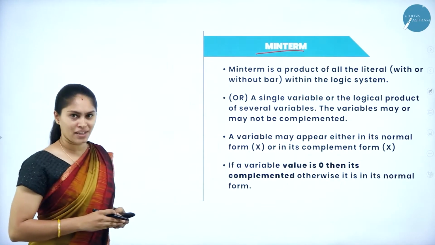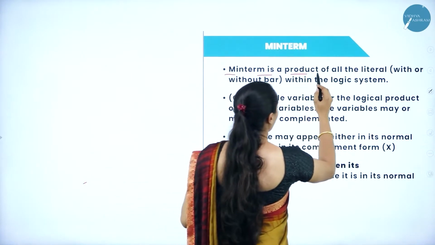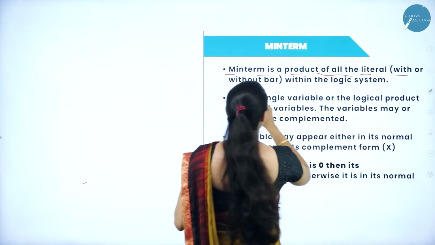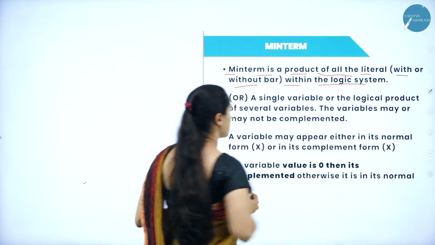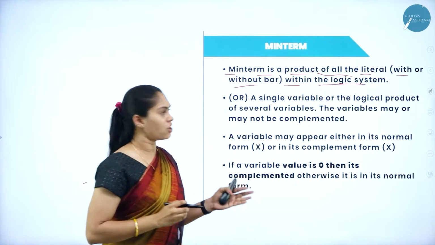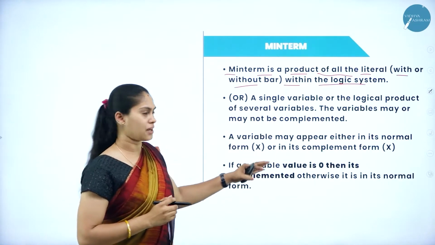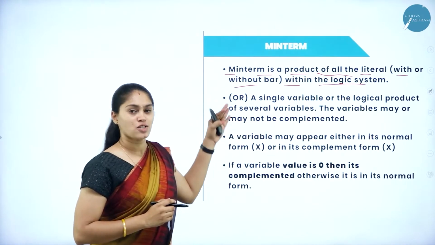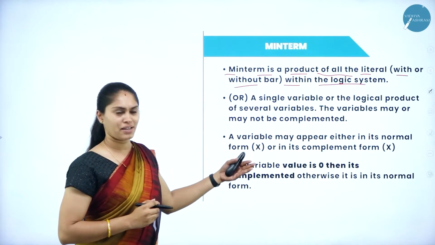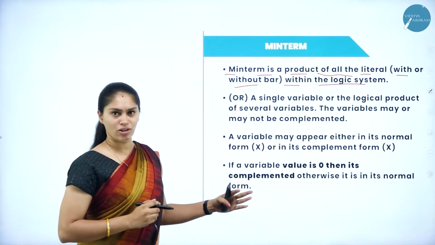So what do you mean by minterm here? Minterm is a product of all the literals, with or without bar, within the logic system. So minterm is a product of all the literals. That literal can be either with or without bar. If it is with bar, then that is complemented. If it is without bar, that is a normal variable.